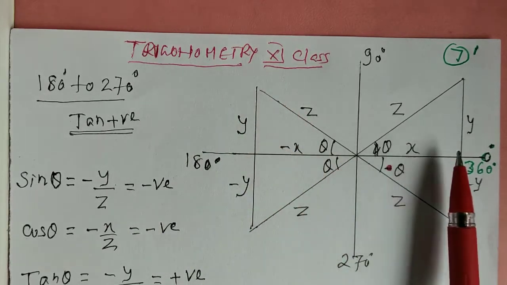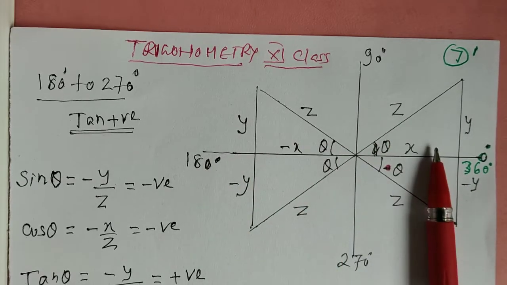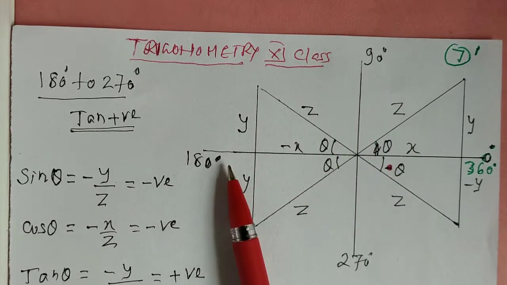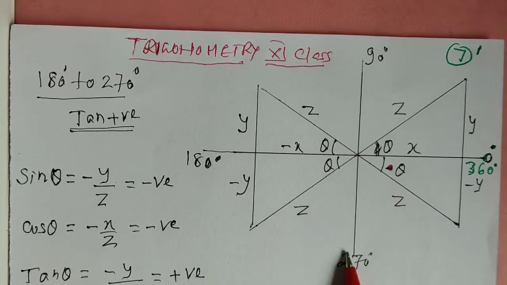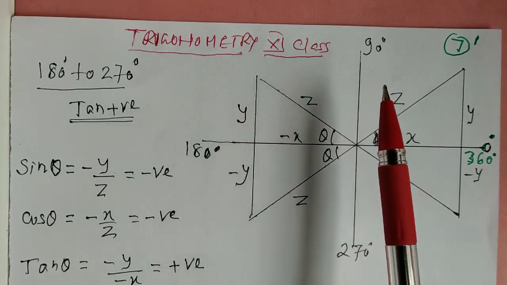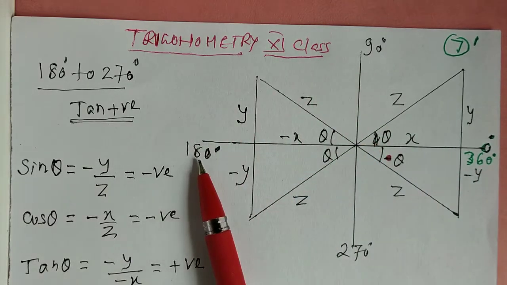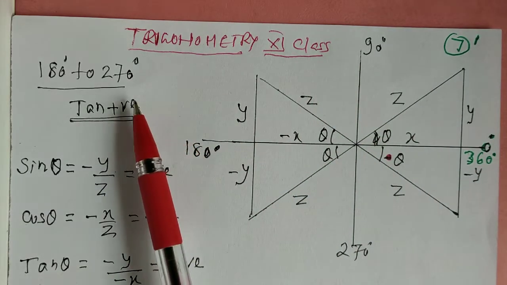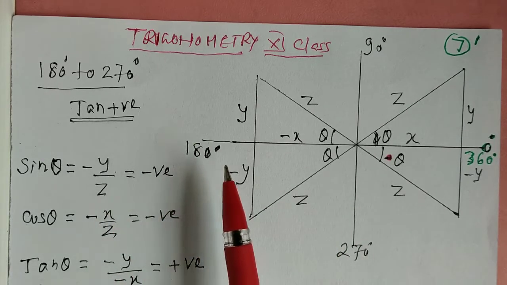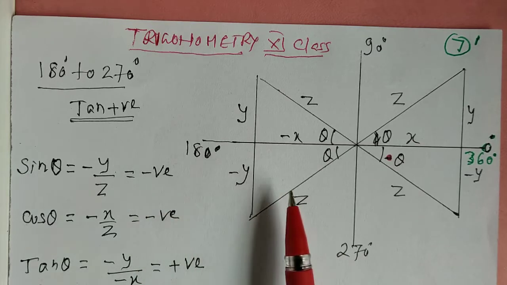Now, these are the four triangles in four different quadrants, from 0 to 90, 90 to 180, 180 to 270, 270 to 360. I have already taught the trigonometric ratios for 0 to 90 and 90 to 180 in the previous video. Now from 180 to 270, if we are taking sine theta, it will be minus y by z, so this will be negative. Sine theta is negative in this quadrant.